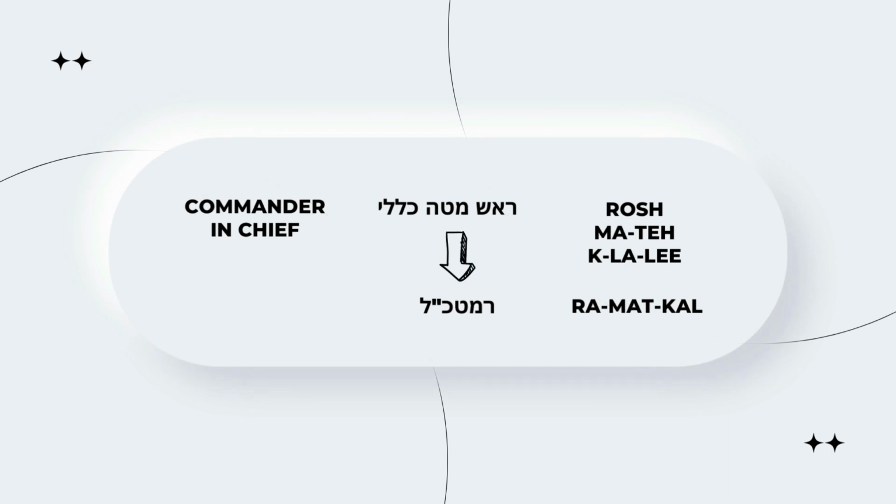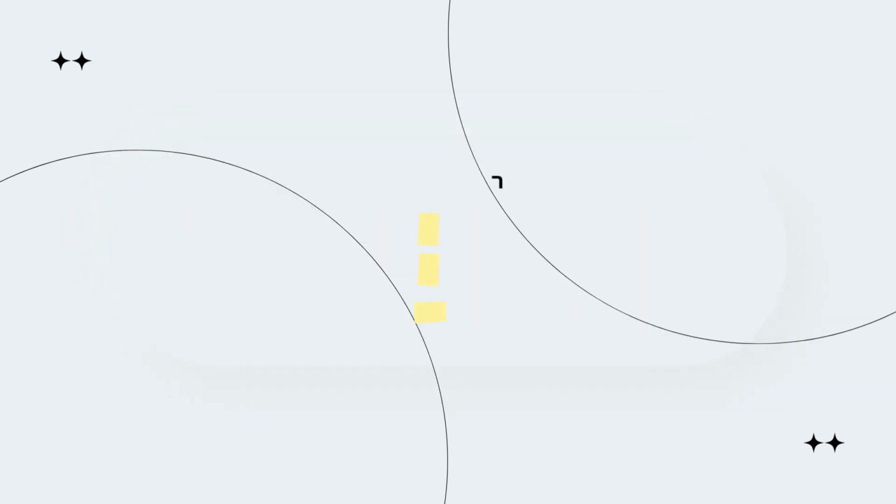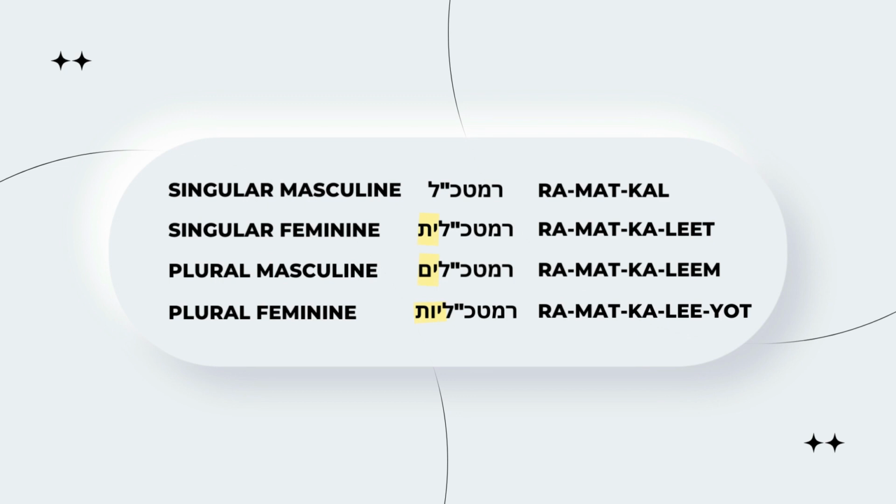Ramatkal is chief of staff, abbreviation for Rosh Mate Klali, the commander-in-chief of the IDF, the Israel Defense Forces. A female chief of staff would be Ramatkalit. The gershayim stays put, and the suffix for feminine of Yod Tav is added after. Plural masculine chiefs of staff, commanders-in-chief, would be Ramatkalim. And plural feminine, female chiefs of staff, would be Ramatkaliot.